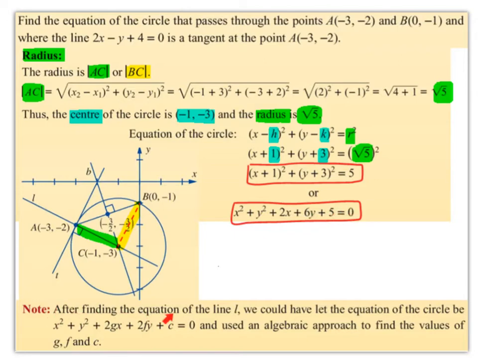Note, after finding the equation of the line L, we could have let the equation of the circle be x² + y² + 2gx + 2fy + c = 0 and used an algebraic approach to find the values of g, f and c.